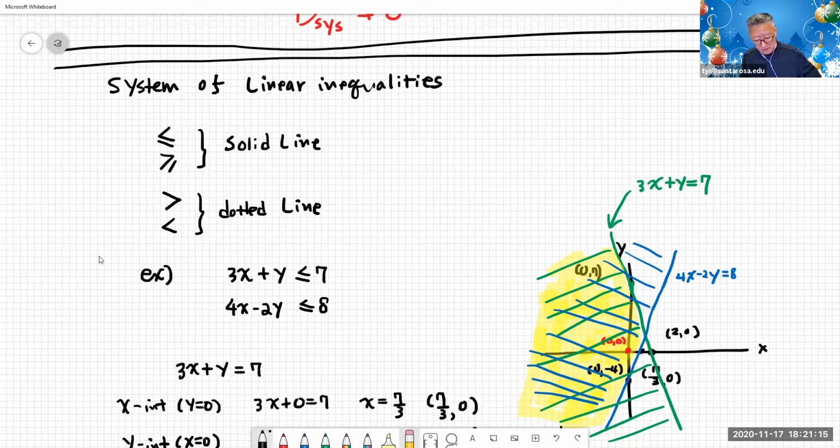The next time, which is going to be Monday, we're going to go to chapter 8, which is functions. Then we're going to talk about the exponential functions and the logarithmic functions. So we will spend the next Monday and Wednesday on chapter 8 before you come to class on Monday, November 30th.